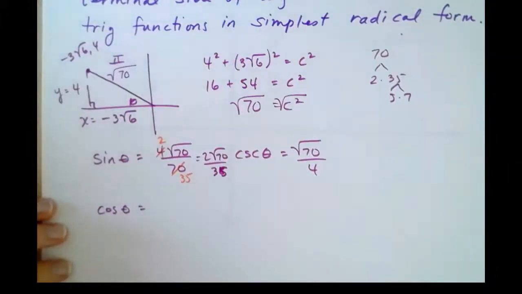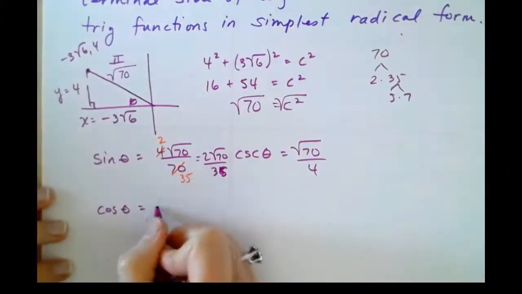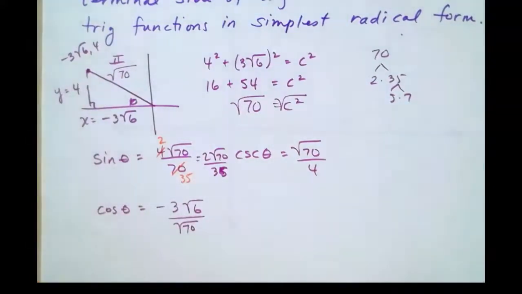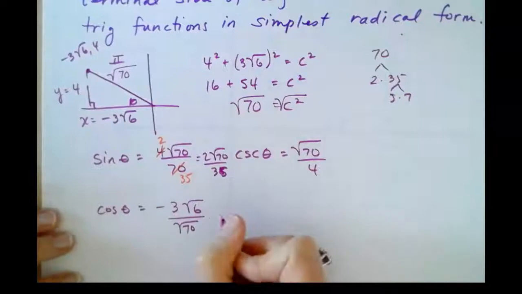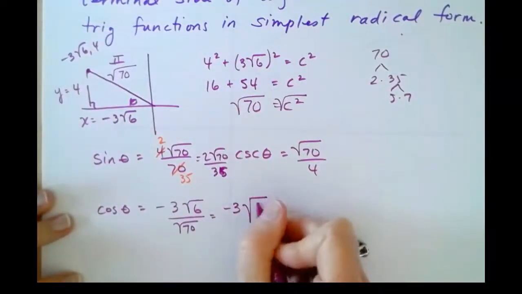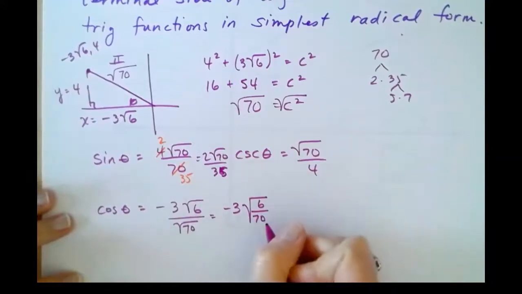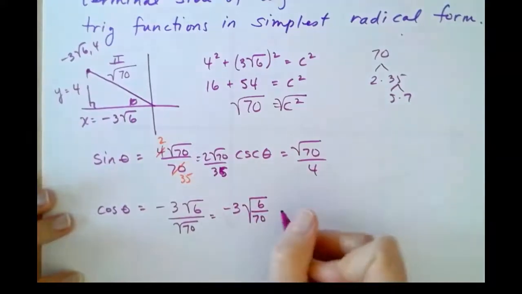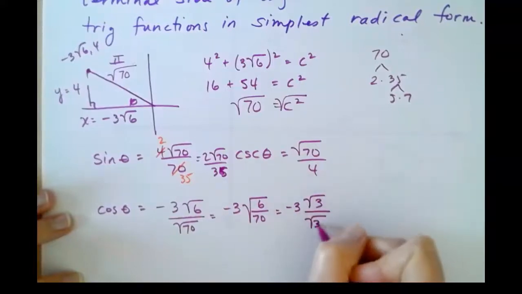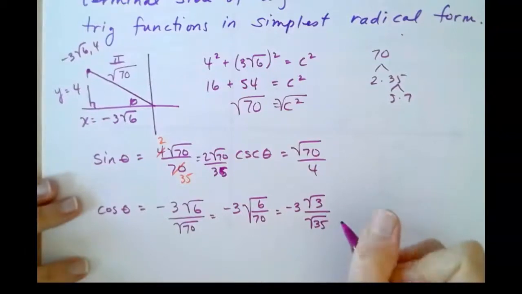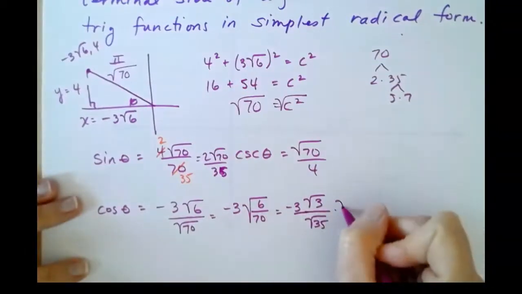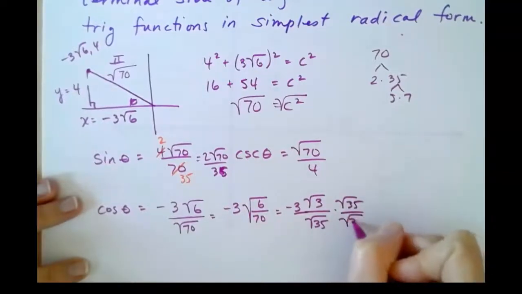The cosine should be negative, and it will be negative 3 root 6 over root 70. And let's do what I should have done on that last problem. Let's go ahead and simplify underneath this radical first. 6 over 70 is going to be 3 over 35. So anything to make those numbers smaller, always a good plan, ladies and gentlemen. And that also means that we won't have to simplify a radical later.